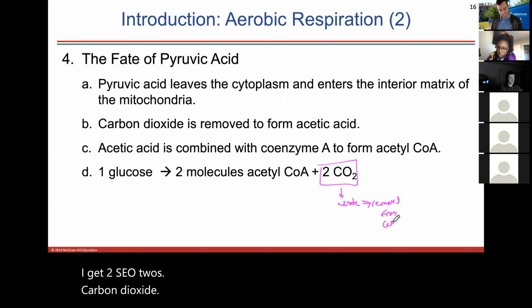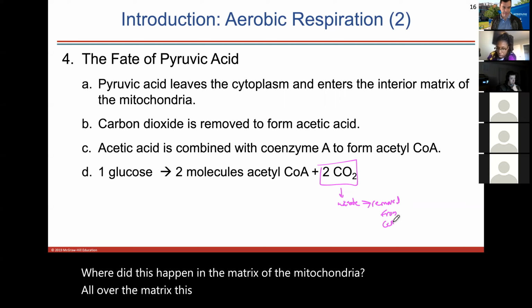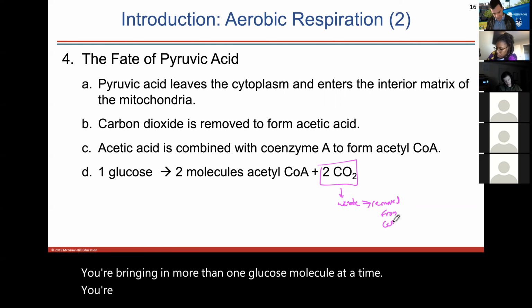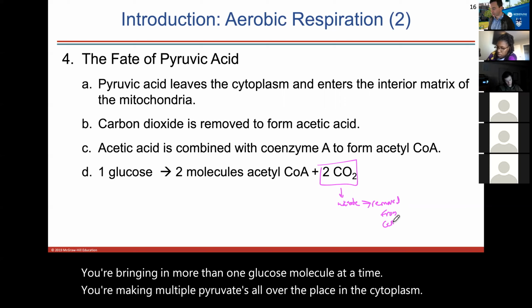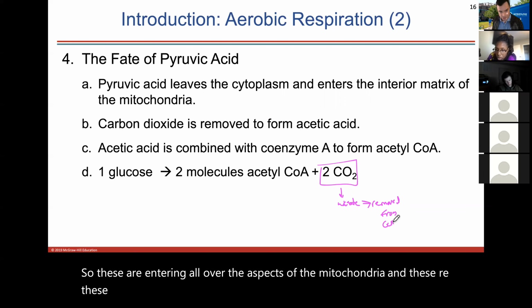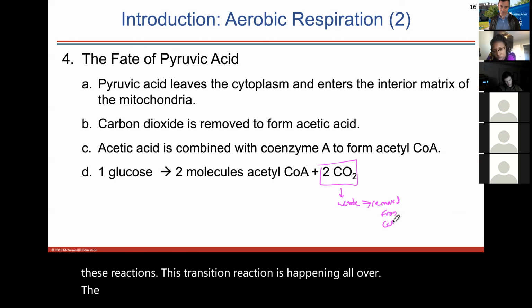Where does this happen? In the matrix of the mitochondria. All over the matrix, this is happening. You're bringing in more than 1 glucose molecule at a time. You're making multiple pyruvates all over the place in the cytoplasm. So these are entering all over the aspects of the mitochondria, and this transition reaction is happening all over the matrix of the mitochondria.